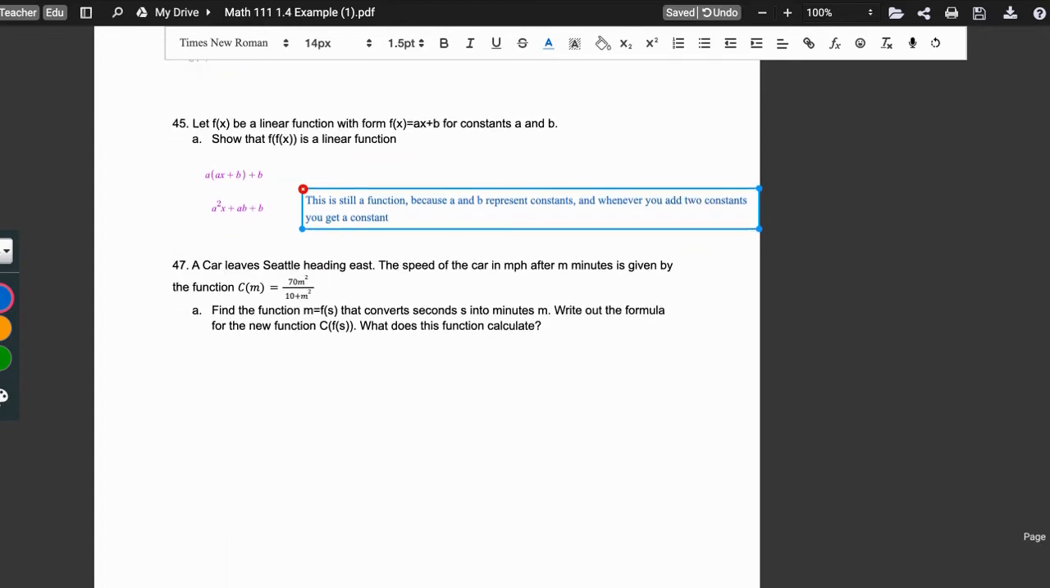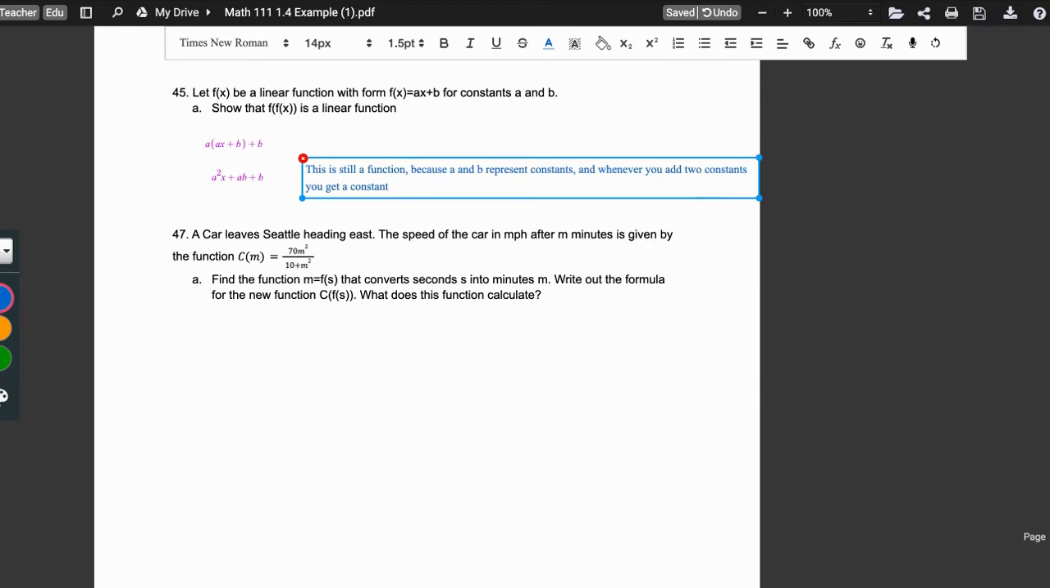Okay, and then now the hard one. A car leaves Seattle heading east, and the speed of the car in miles per hour after m minutes is given by the function c of m equals 70 m squared over 10 plus m squared. So it's important to recognize that in this formula, m again represents the minutes. And this formula is calculating the speed of the car in miles per hour after m minutes.